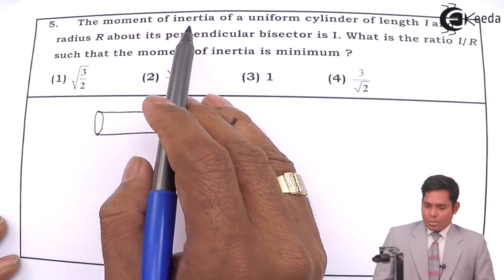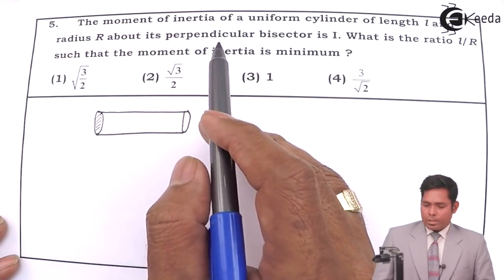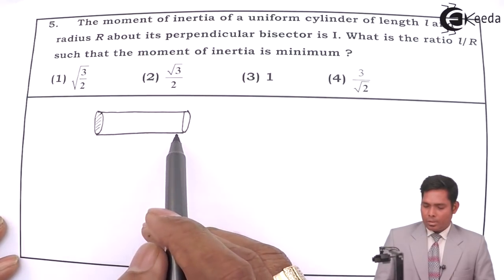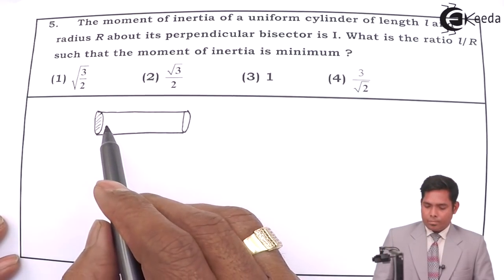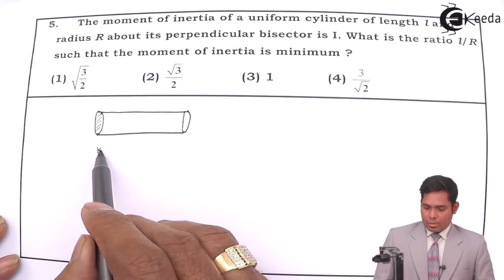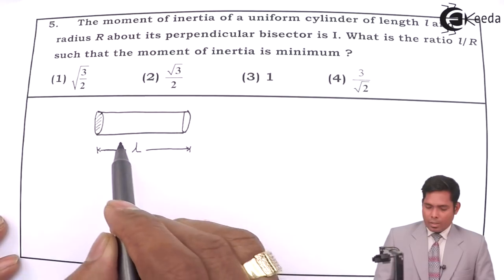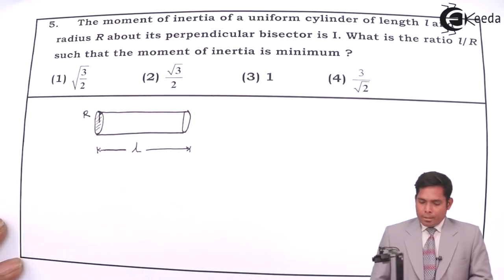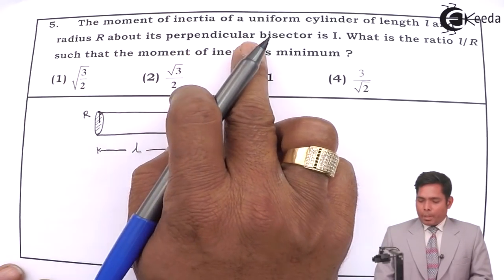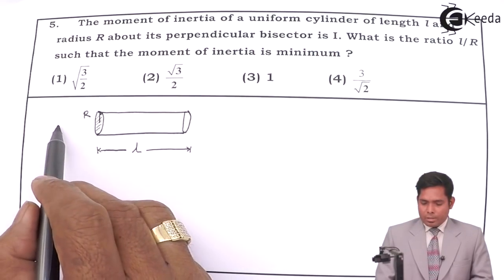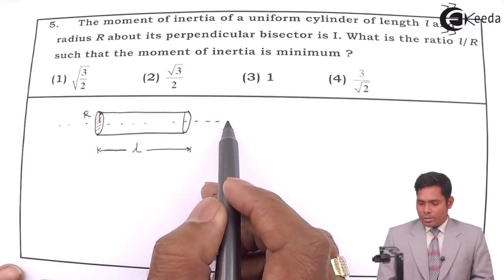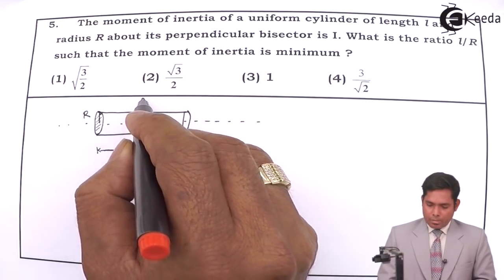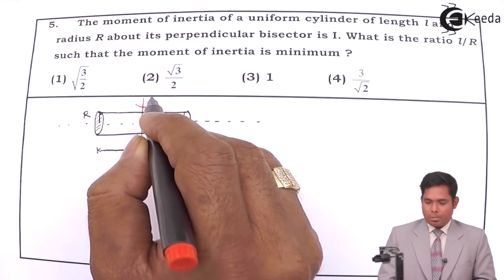Now this is a solid cylinder of uniform cross section, so the area of cross section is the same, with length L and radius R. So from here to here the length is L and the radius is R. Now about its perpendicular bisector. This is the axis of the cylinder. The perpendicular bisector is which one? This one is the perpendicular bisector.